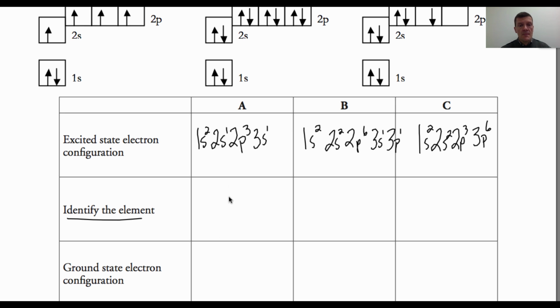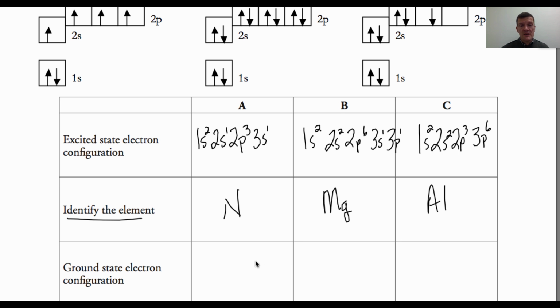the identity. So this one has 2, 3, 4, 5, 6, 7. 7 is nitrogen. This one's got 2, 4, 10, and 12. 12 is magnesium. This one's got 2, 4, and 7, and 6. That one is going to be aluminum.